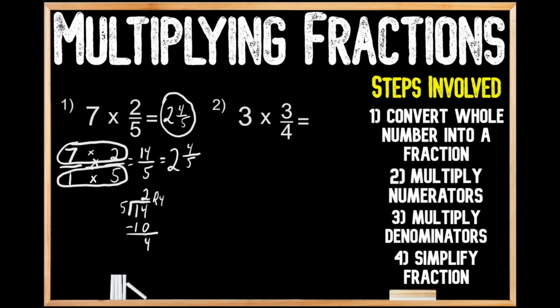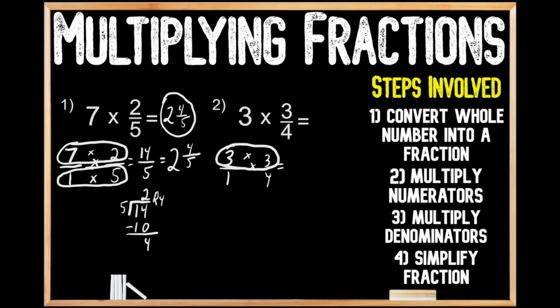Now let's move on to question number 2, where we're being asked to multiply 3 times 3 fourths. Looking over to the right-hand side here, we'll remember that our first step is to convert our whole number into a fraction. We can do this by writing a fraction where the numerator is the value of our whole number and the denominator is a value of 1. Next we're going to rewrite the rest of this equation so that we can move on to step number 2, which is to multiply our numerators, or we're going to multiply the top numbers in these fractions.